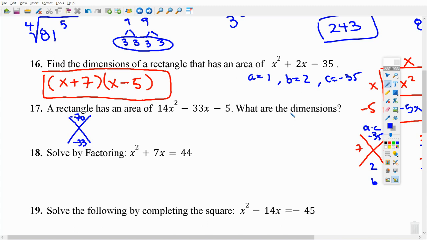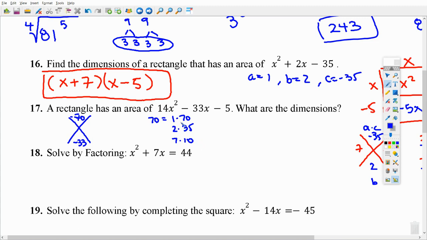So it might take a little bit for you to think about. But what you can do is you could think about the factors of 70. Like, what are two numbers that multiply to 70? Well, there's 1 and 70. I could do 2 and 35. I could do maybe 7 and 10. Let's see if there's anything else.